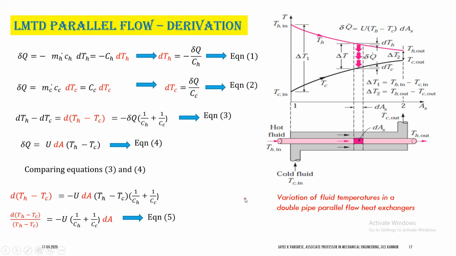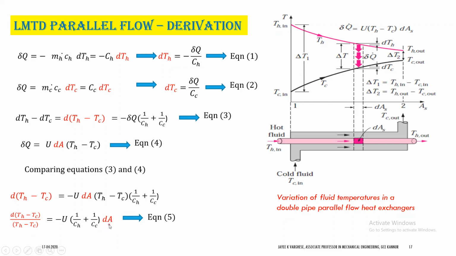Now integrate over the entire area from end 1 to end 2. So integrating this, we will get the integral of this, which is equal to logarithm of Th minus Tc, integrating over the entire area from end 1 to end 2, which will be equal to minus U into 1 by Ch plus 1 by Cc into integral of dA. Integral of dA will be the total area of the heat exchanger.